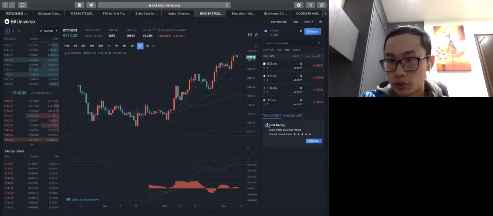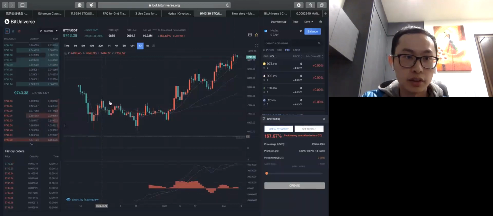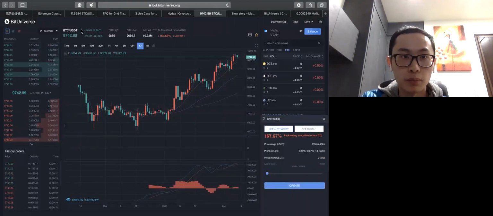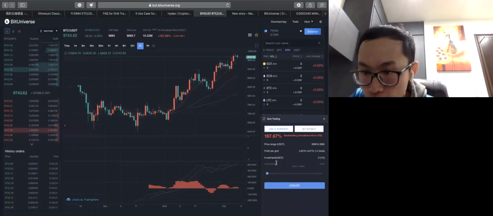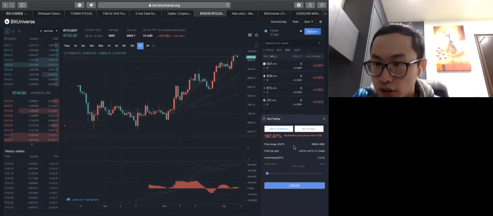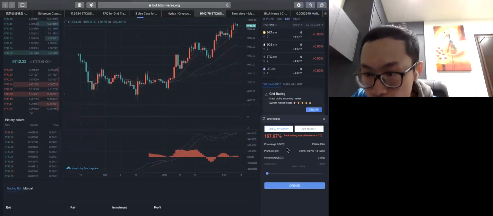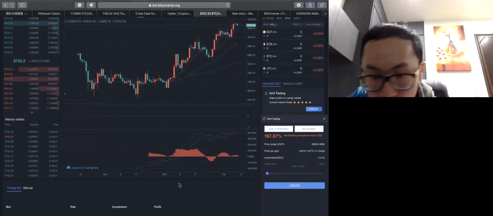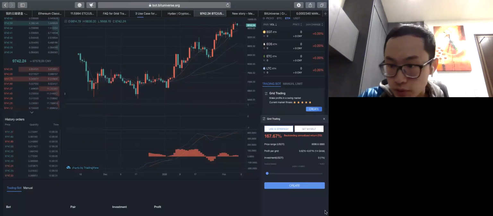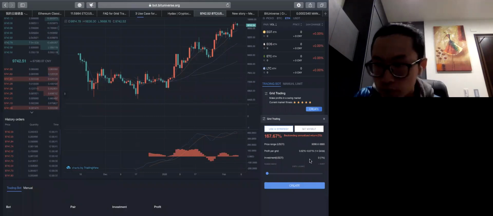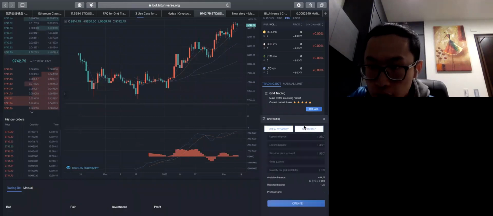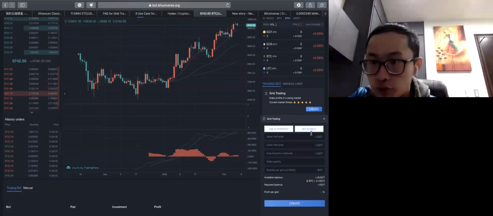So let's go through trading bots. Let's just click create. This bot will be under the Bitcoin versus USDT trading pair. Because I don't have enough balance right now, I will just demo it. Okay, so as you can see, let's check set myself first.